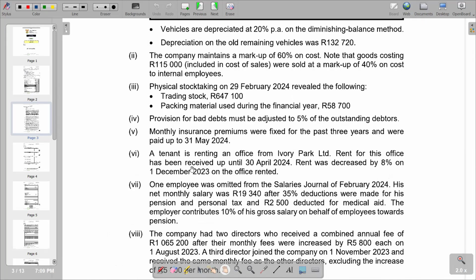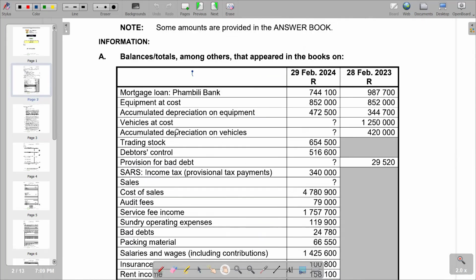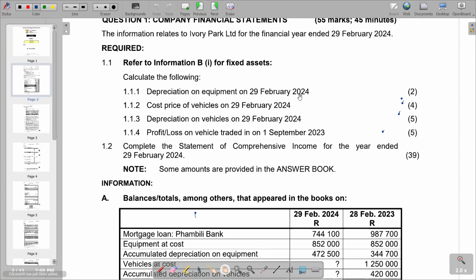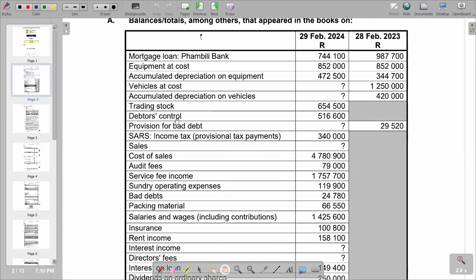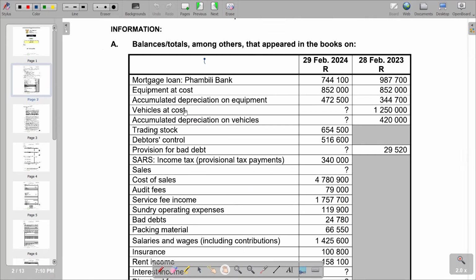On the first part, the question requires us to calculate depreciation on equipment on 29th February 2024, which is at the end of the financial year. So we try to see what we are given in terms of equipment. According to the balances given in the trial balance, for equipment we are given accumulated depreciation at the beginning, which is 344,700, and also accumulated depreciation at the end, which is 472,500.